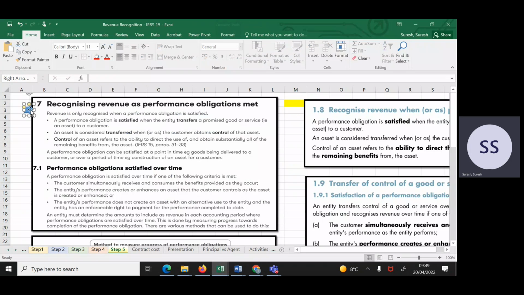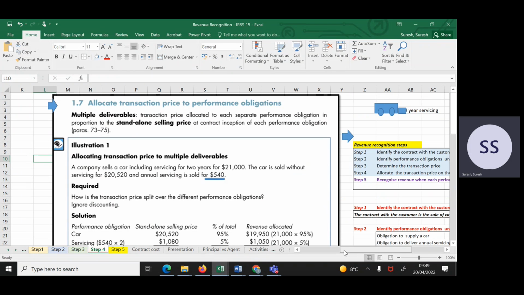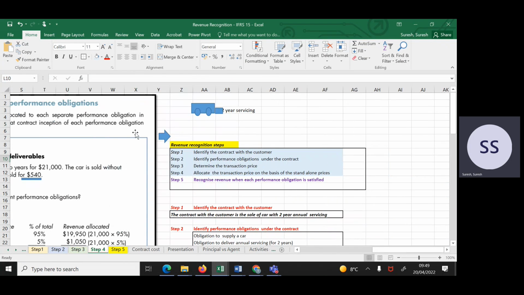Step 5, right? Remember that when we started, we said there are 5 steps that we would follow to identify and process the revenue under IFRS 15. These are the 5 steps. We are focused. We have already completed the first 4. So the 5th step is recognizing the revenue when the performance obligation is satisfied, right?